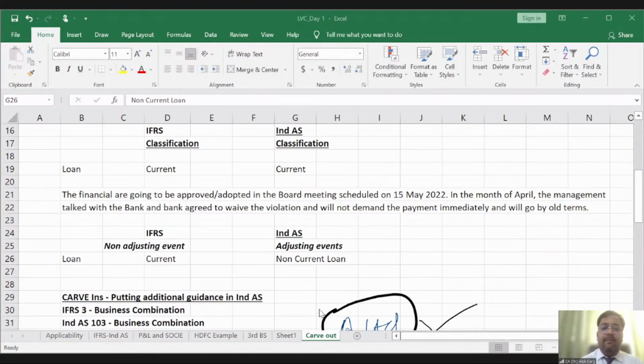Srishti is saying, sir, in example number 8 the operating cycle. Yes, Srishti, in example number 8 the operating cycle should be 25 months. You are right. Because 1 month of supply or delivery time is also required to be considered. You are right.